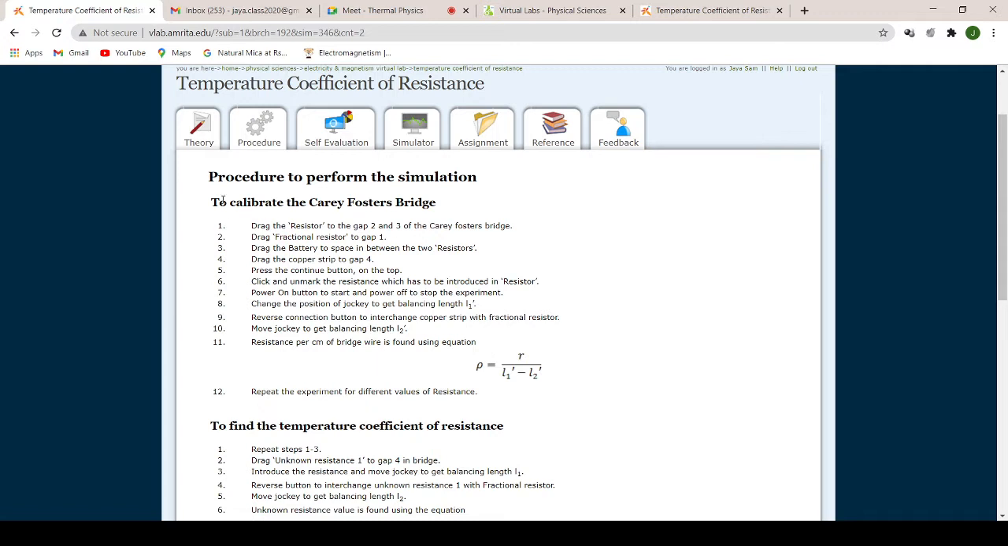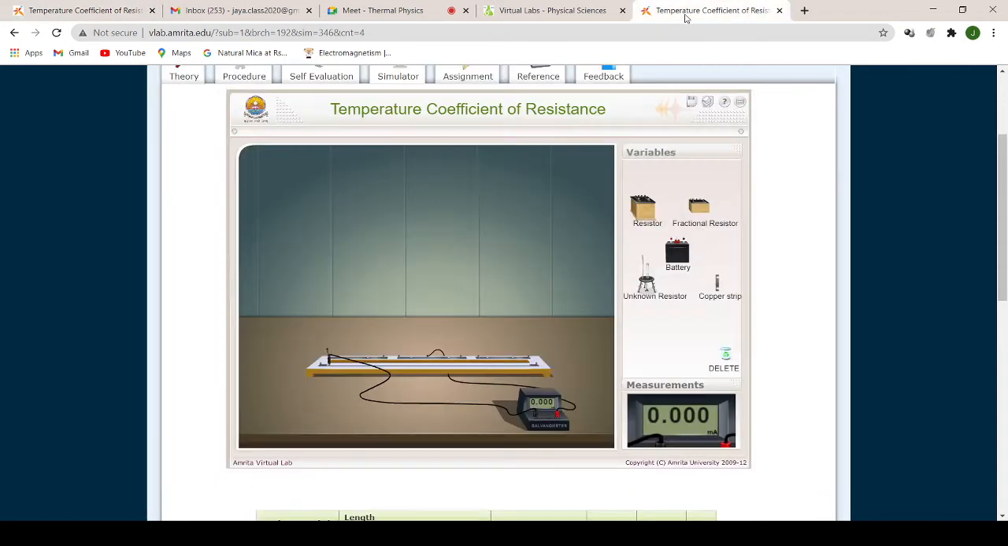So the first part of the experiment, please listen carefully, it will take some time to understand. Okay. So the first part of the experiment is to calibrate the Carey-Foster's bridge. So step by step, very clearly it is given to you how to do it. Okay. So first is, you have to put the resistor in the gaps 2 and 3. So let us see where we have to place it.